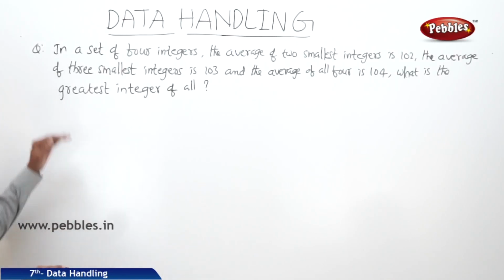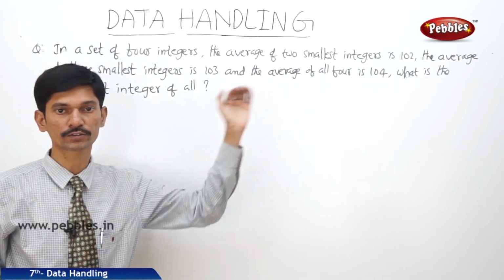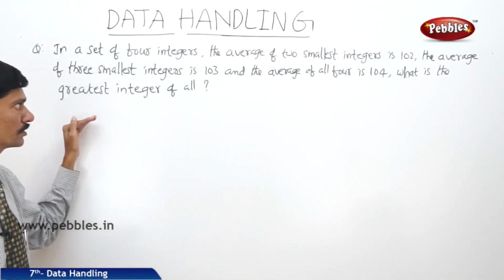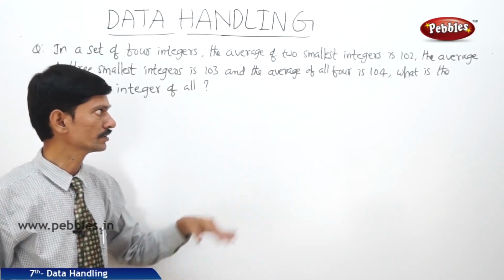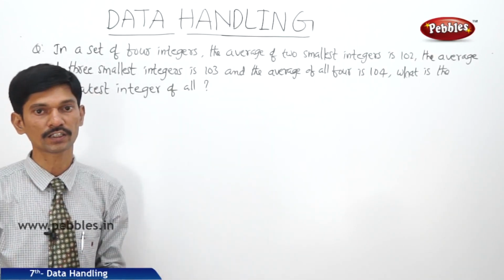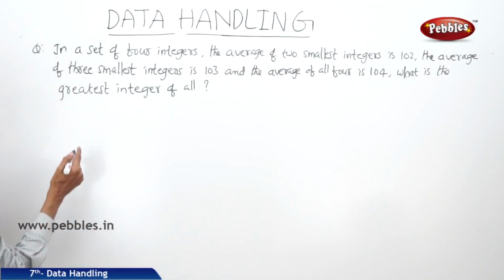So in a set of 4 integers, the average of the 2 smallest integers is 1 or 2, the average of the 3 smallest integers is 1 or 3, and the average of all the 4 integers is 1 or 4. Then we have to find the greatest of all the 4 integers. So let the 4 integers be a, b, c, d.